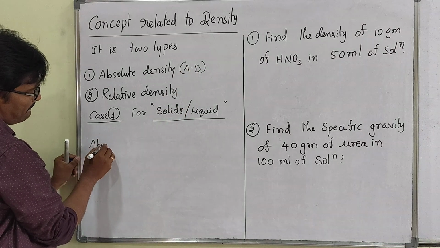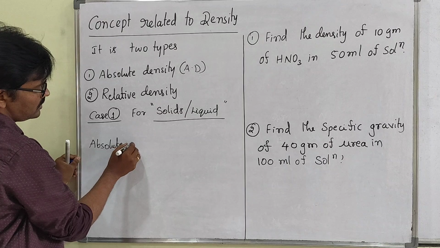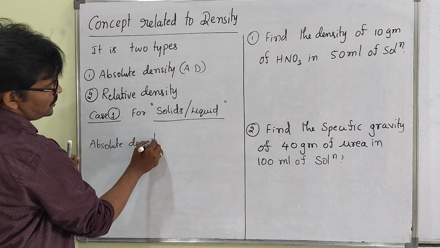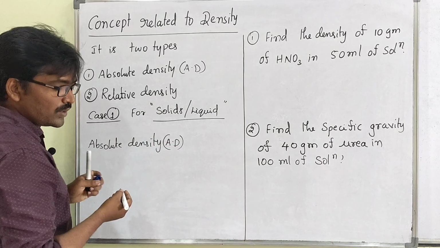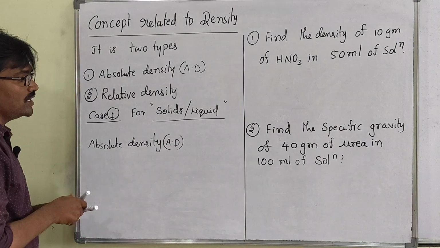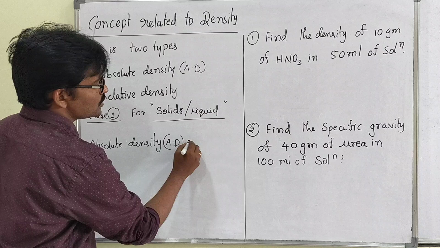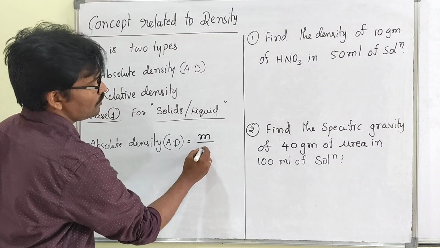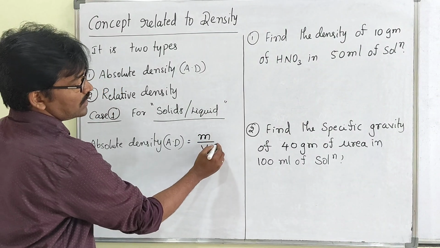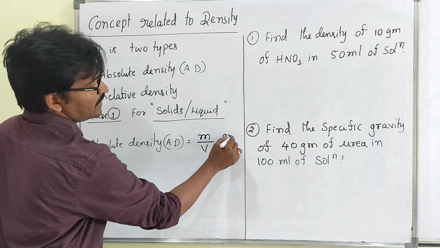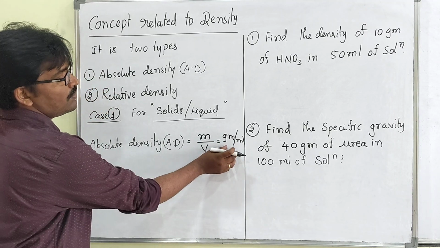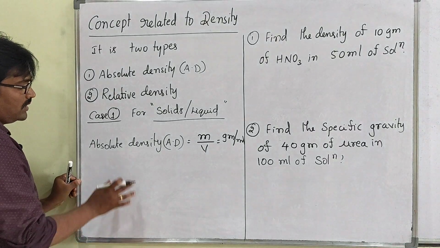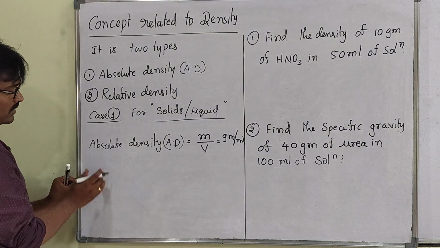Absolute density, that is AD. Sir, how do we simply find out density? Density equals mass divided by volume. Mass in grams, then divided by volume in milliliters, that is what we are taking. So gram per ml. This is the density formula, the absolute density formula.